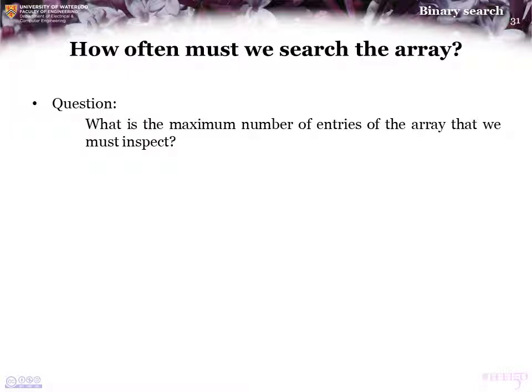Now, here's a question. Suppose we do a binary search on an array of capacity n. What is the maximum number of entries of that array that we must inspect before we know for sure whether or not that value appears in the array or not? Of course, this value, the maximum number of entries we must search, will be increasing as the capacity of the array increases. But how quickly does it increase?